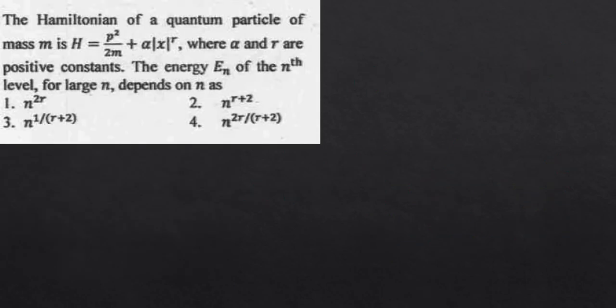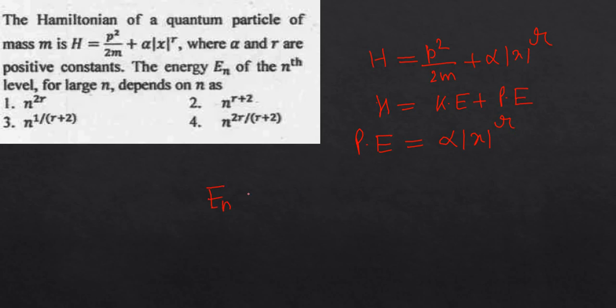So the next question is, you have to find out the Hamiltonian is given to you. H is equal to p square upon 2m plus alpha x to the power r. So here the potential is, because H is equal to kinetic energy plus potential energy, and potential energy is given to you as alpha x to the power r. Okay, and you have to find out the En dependency, how En is proportional to n. मतलब आपको ये फाइंड आउट करना है n की पावर इसके प्रोपोर्शनल है.